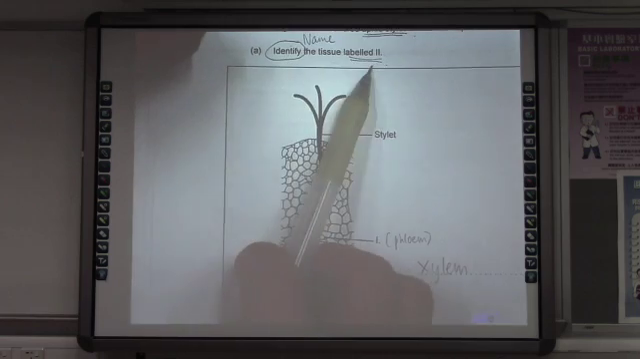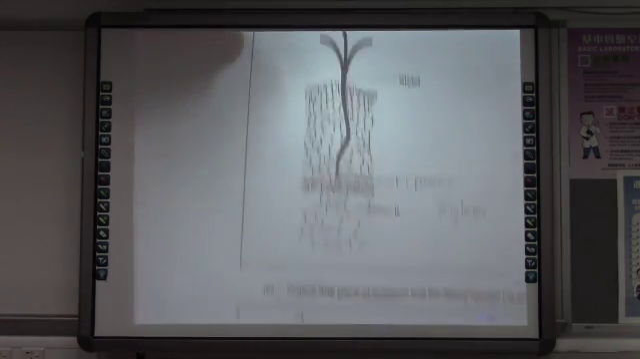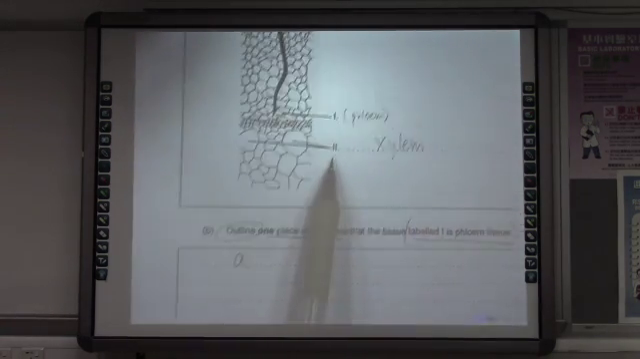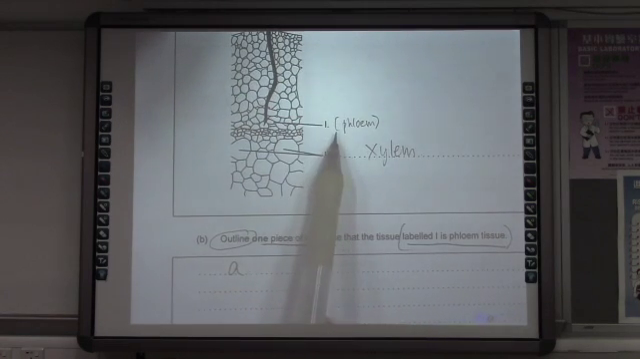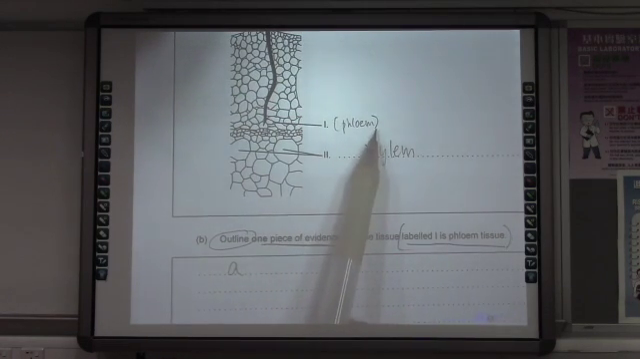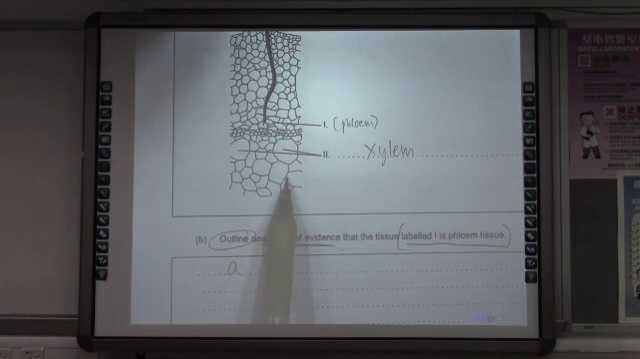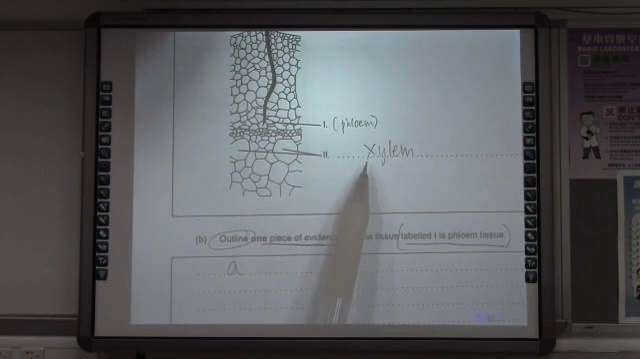So identify label 2. Label 2 is here. While we know 1 is phloem, 2 is right next to phloem with bigger cells, and it is nearer the center, so we know it is xylem. The answer is xylem.